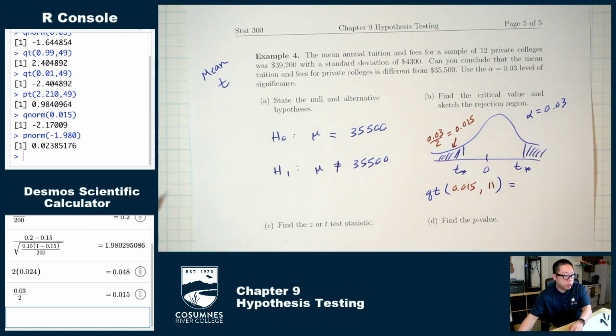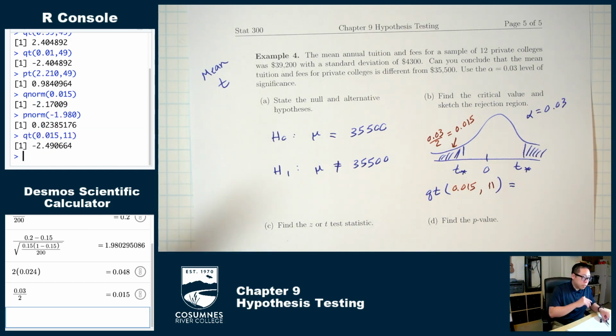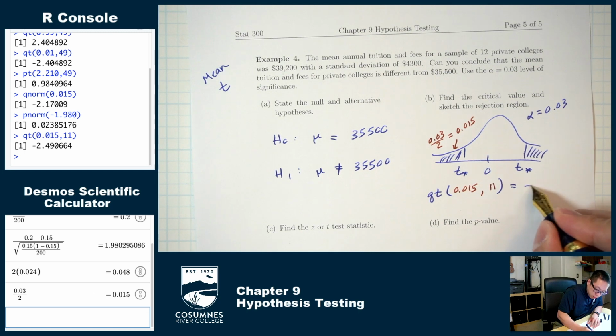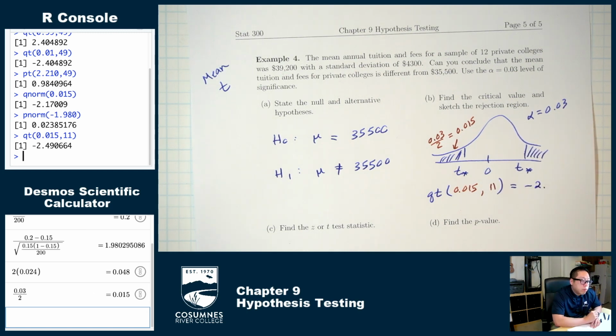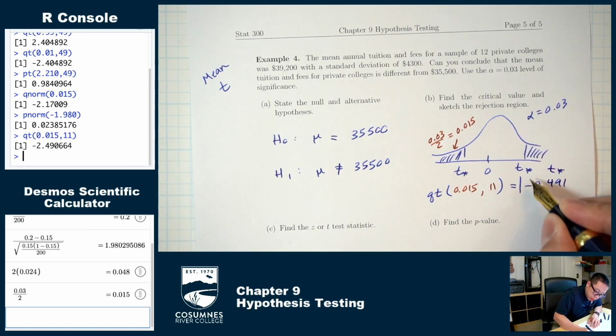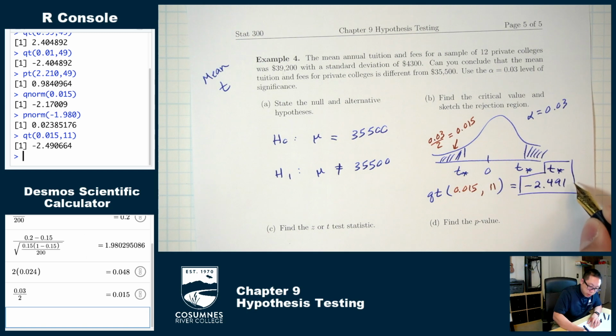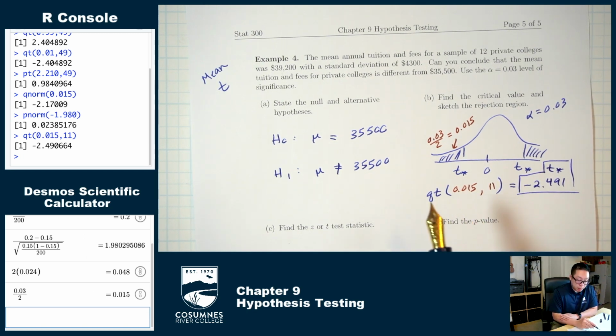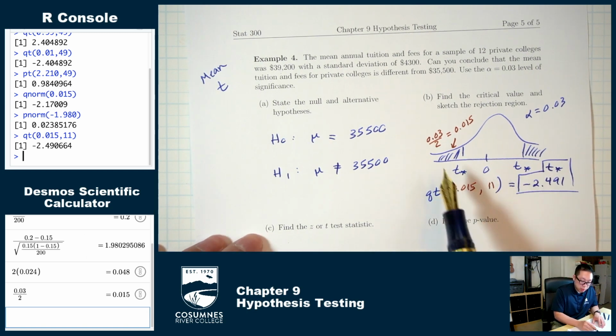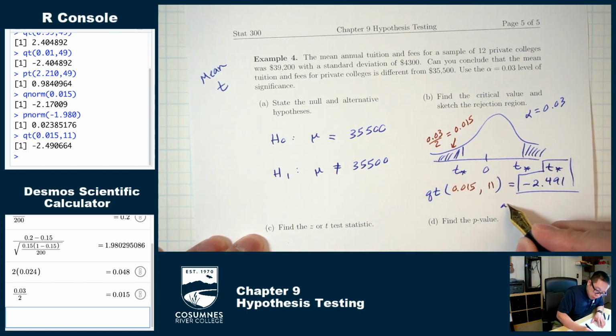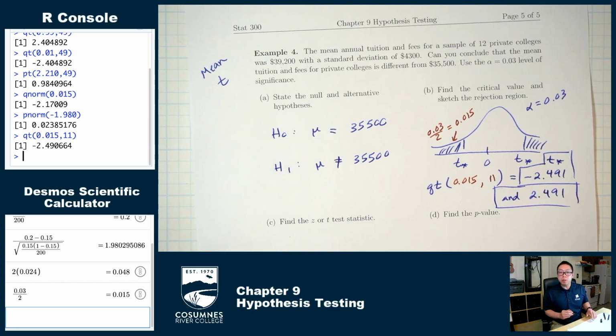All right, so in R, qt 0.015 comma 11, negative 2.491. Okay, that's a t star. From my picture, I expect two answers, right? Negative 2.491 is the one on the left. The one on the right is going to be positive 2.491. And those are my two t stars.